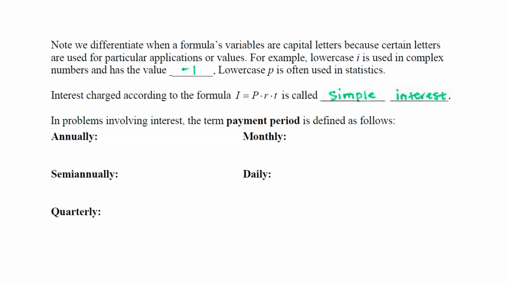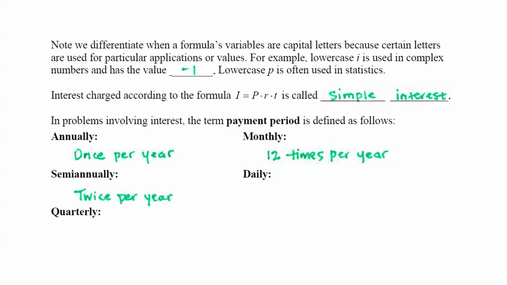Now, in problems involving interest, the term payment period is defined as follows. Annual is once per year. Monthly is 12 times per year. Semi-annually is twice per year. Daily is 365 times per year. Quarterly is 4 times per year. Why does this matter? Well, the frequency of compounding affects how much money grows or how much you owe. So more frequent compounding will equal more interest.